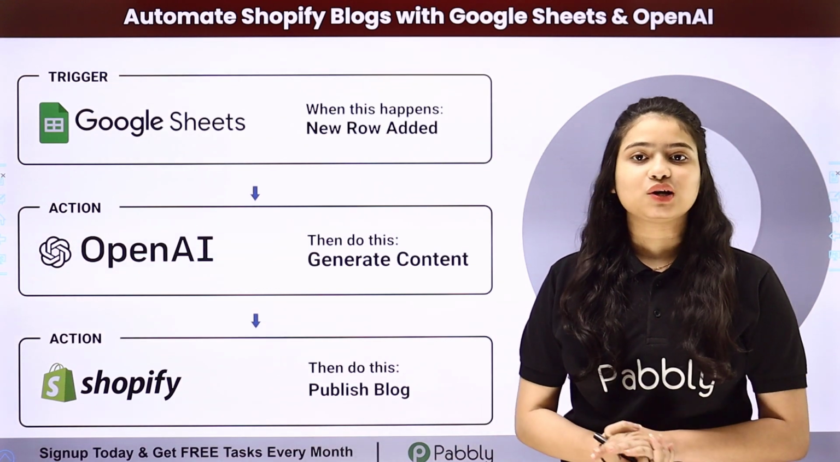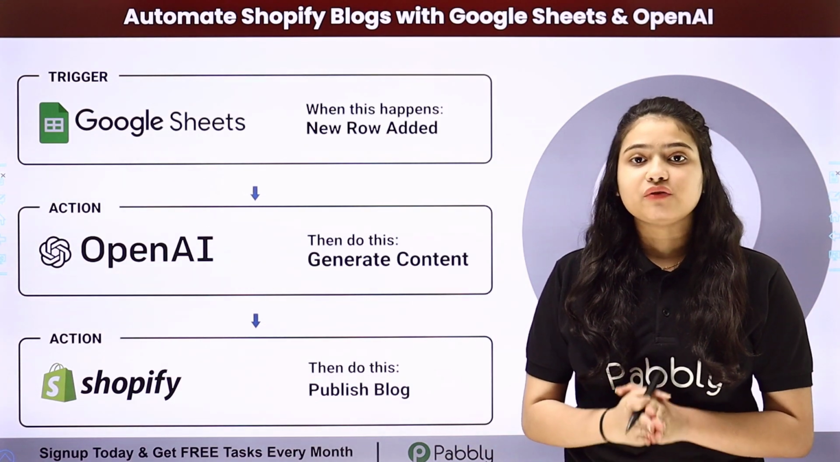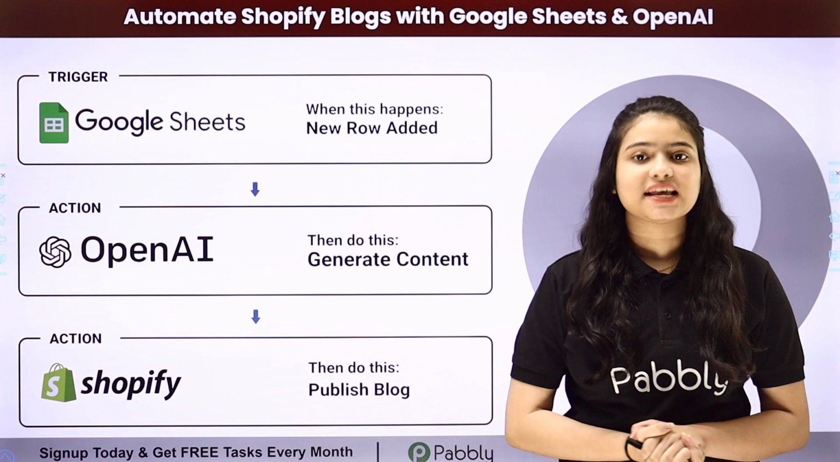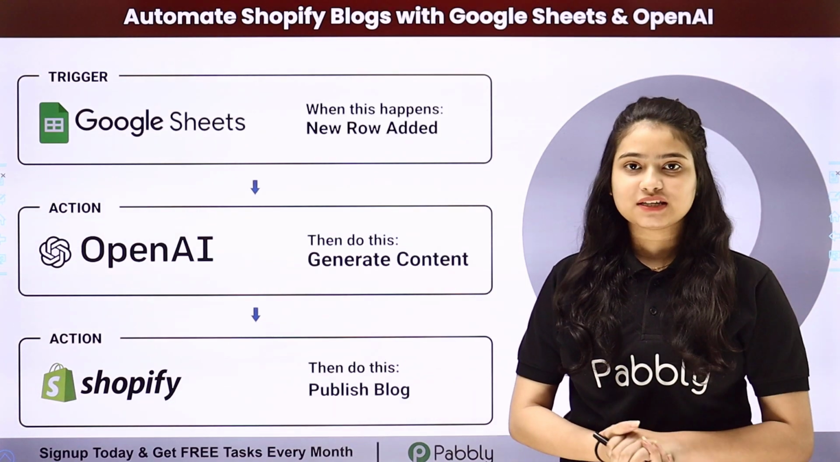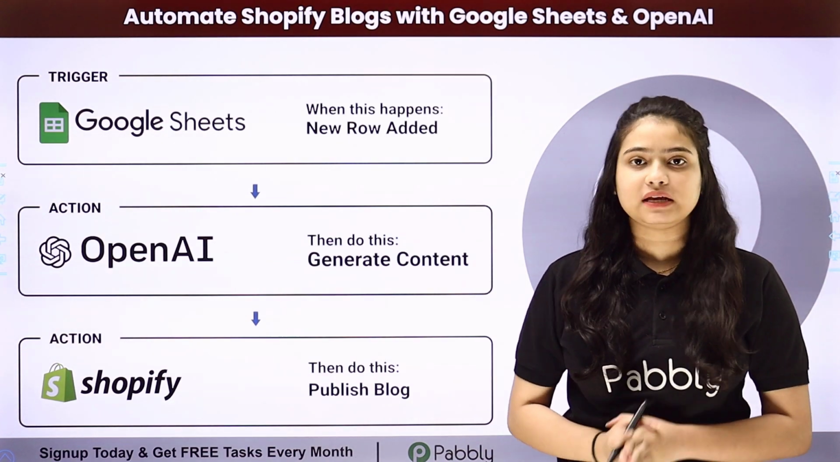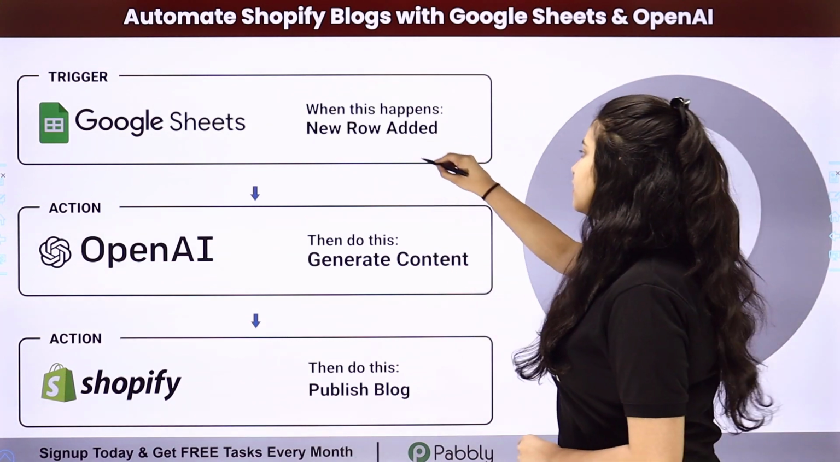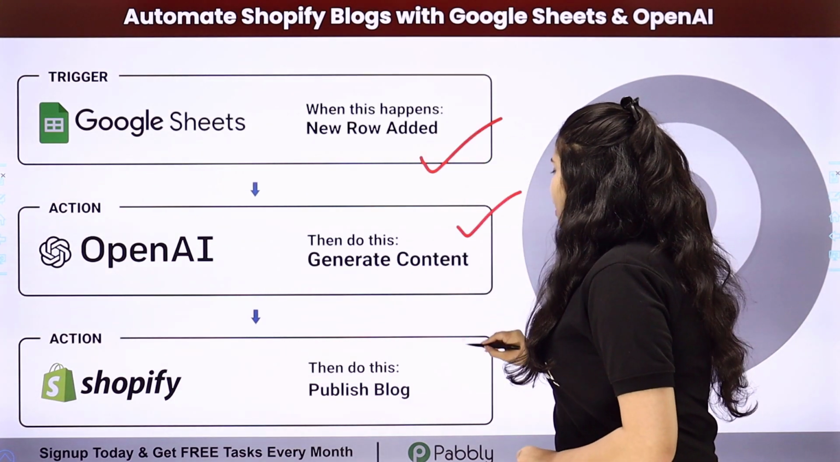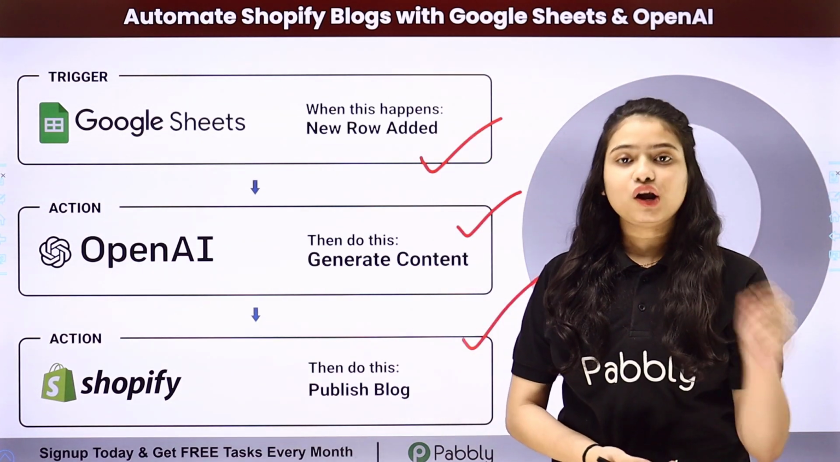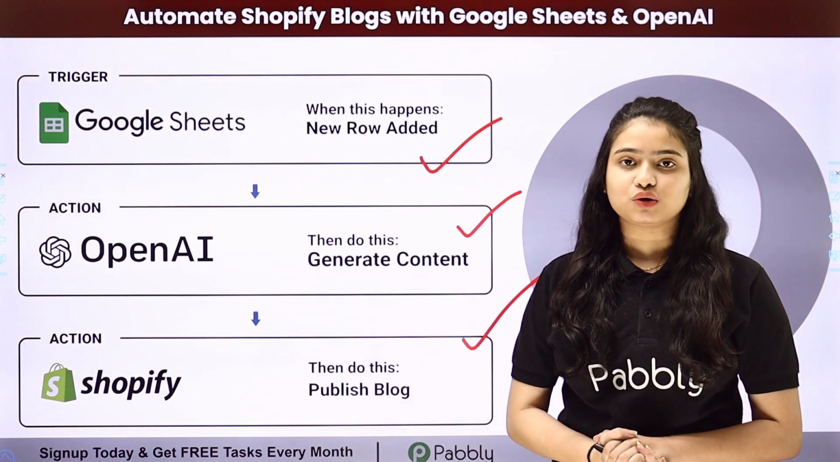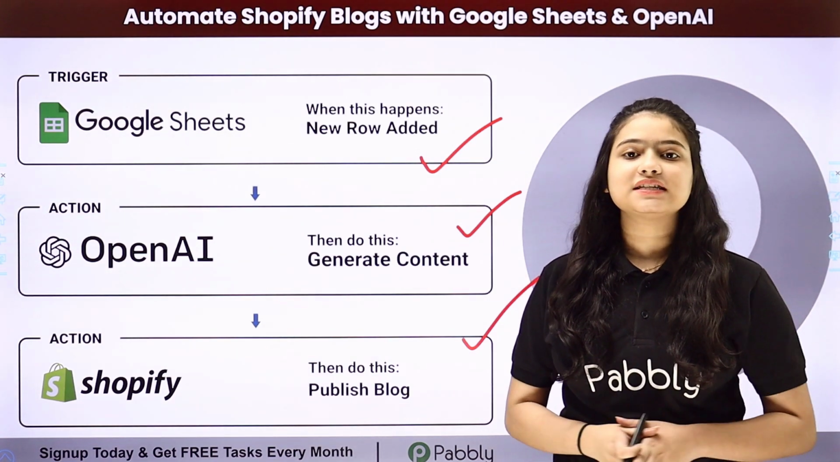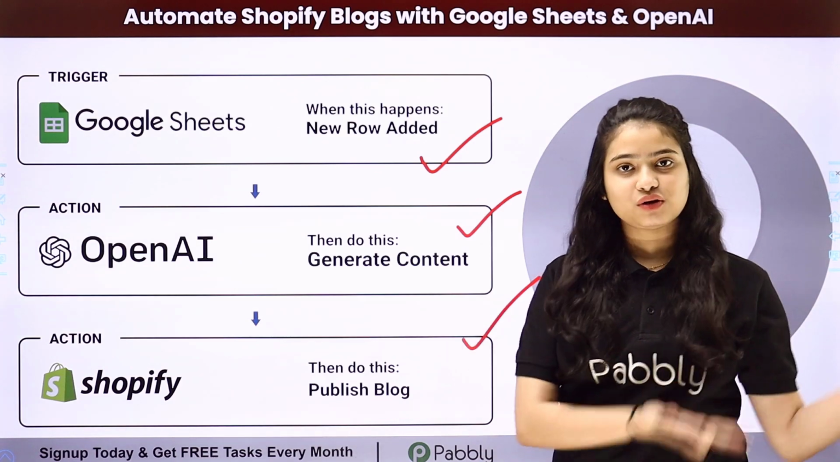So how are we going to automate this entire process? For this, we will have to integrate all these applications, and we are going to do that with the help of an amazing automation and integration software, Pabbly Connect. Here we have Google Sheets in our trigger, and OpenAI and Shopify in our action. So we are going to connect all of them using Pabbly Connect in order to automate this entire process. And to learn this entire automation step by step, let me take you all to my screen.